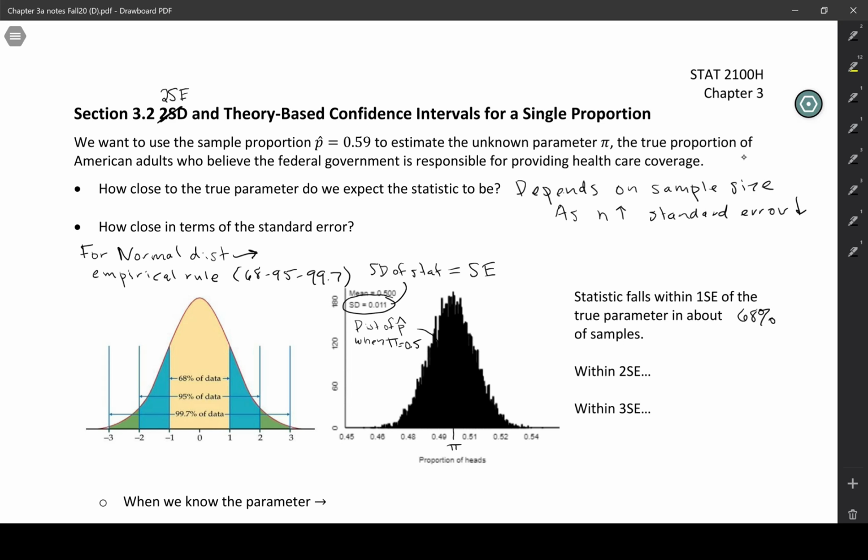So if we go out one standard error from the center here, we should get about 68% of our p hat values, our sample proportions. If we go out 2 standard errors, then we should be able to capture about 95% of our sample proportions. And if we go out 3 standard errors, in that case, we should be able to get about 99.7% of our sample proportions.